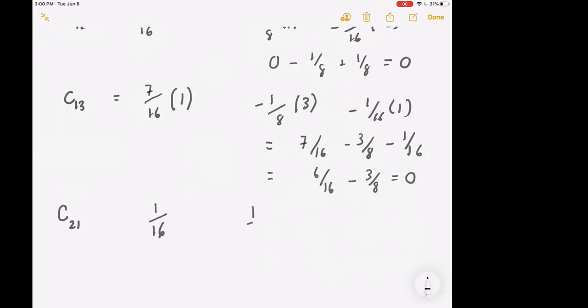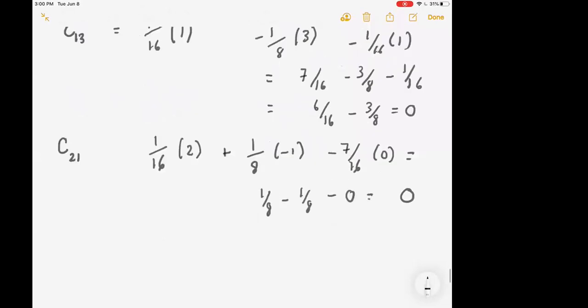So those matrix elements are 1 over 16, 1 over 8, and minus 7 over 16. And then I look at the first column of the second matrix, and the matrix elements are 2, minus 1, and 0. So let's do this carefully. It's 1 over 8, minus 1 over 8, minus 0. So that matrix element vanishes.